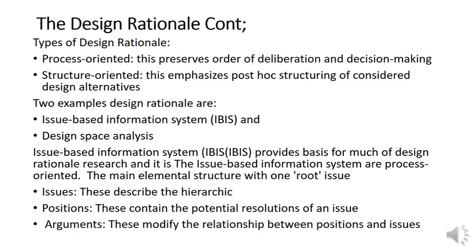Types of design rationale. Process-oriented: this preserves the order of deliberation and decision making. Structure-oriented: this emphasizes the post-hoc structure of considered design alternatives. Two example design rationales are the issue-based information system and design space analysis.